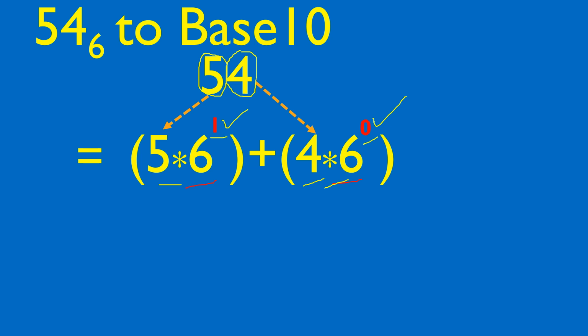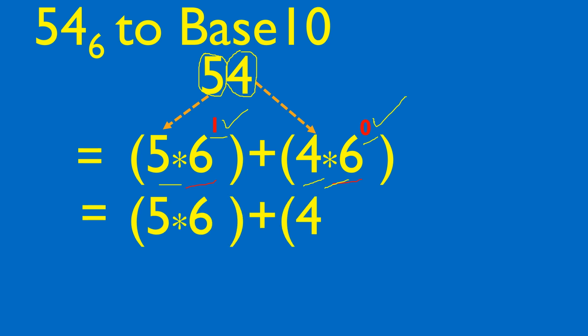Now let's simplify what we have. So what we have is 5 times 6 raised to the power of 1, which is the same as 5 times 6, plus 4 times 6 raised to the power of 0. We know that anything that is raised to the power of 0, except 0 itself, is 1. So we have 6 raised to the power of 0 here, and that is clearly 1.